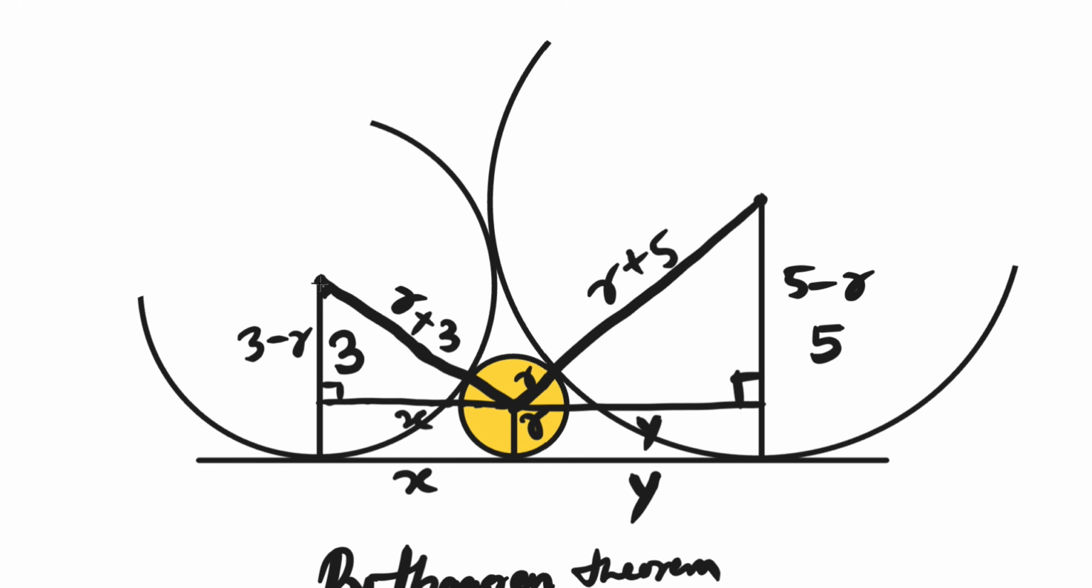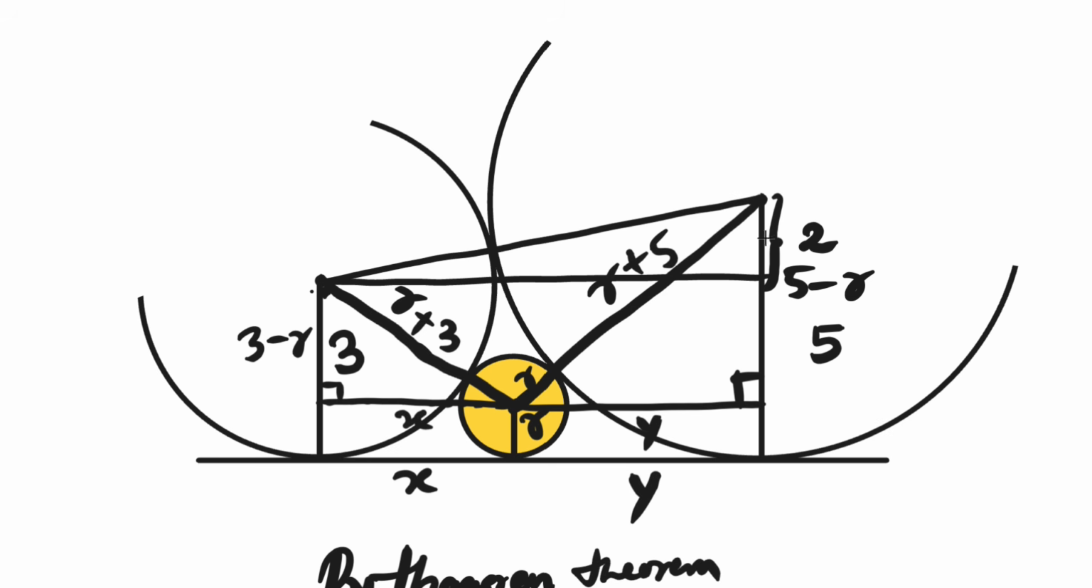Since their centers lie 3 units and 5 units above the same horizontal line, the vertical difference between their centers is 5 minus 3, which is 2 units. Also, because the two large circles are positioned so that their center-to-center horizontal and vertical differences form a right triangle, the distance between their centers is the sum of their radii, which is 3 plus 5, giving us 8 units.